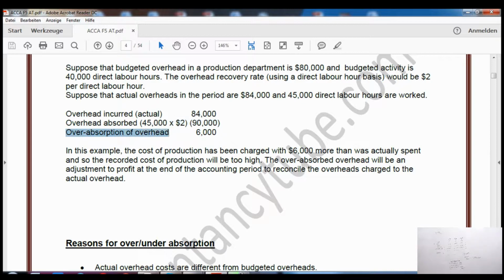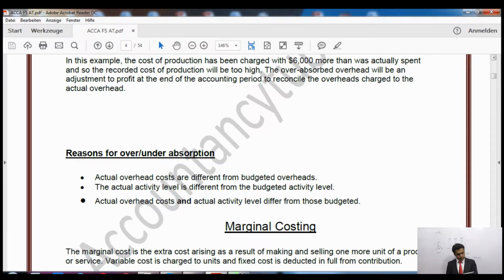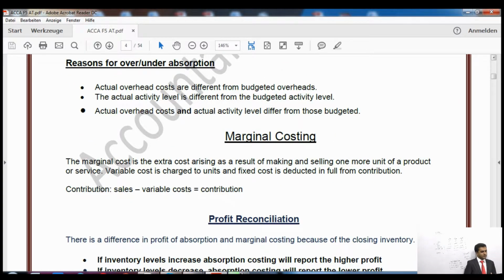In this case we have over absorbed the overheads by $6,000, right? So overheads absorbed are $90,000, whereas overheads actually incurred are $84,000. So we have over absorbed the overheads, so we have to make the adjustment for that. Now after that it says reasons for over or under absorption. There could be 3 possible reasons: actual overheads are different from the budgeted overheads, actual activity level is different from budgeted, or both are different from each other.